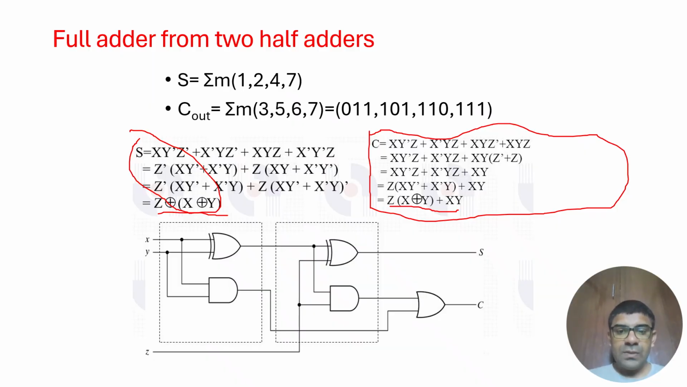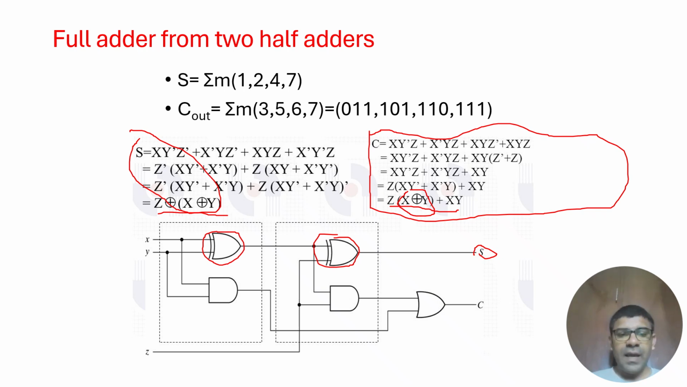So here, first XOR gate we can use for X XOR Y. Then after that we can add the Z variable and use a second XOR gate, to get the output of sum equal to x XOR y XOR z. So the sum output is obtained. Next we should get the carry output.